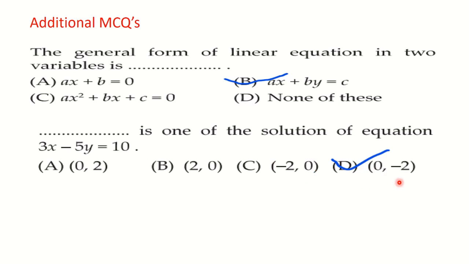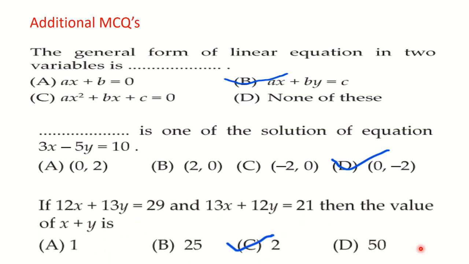But the ordered pair is important. The first number shows you the value of x and the second number shows you the value of y. So that is why this C is not the correct answer. The correct answer is what? x is equal to 0 and y is equal to minus 2. That is why option D is correct here. Okay, let us go further. Third one.